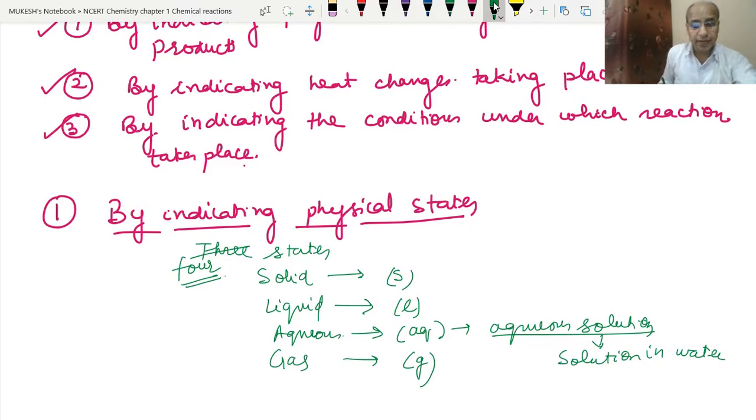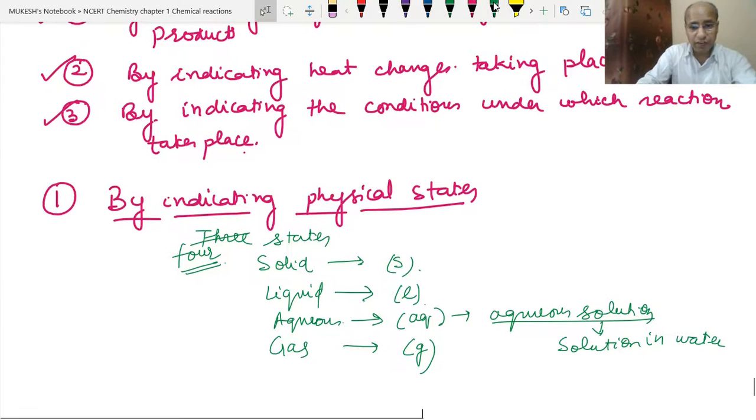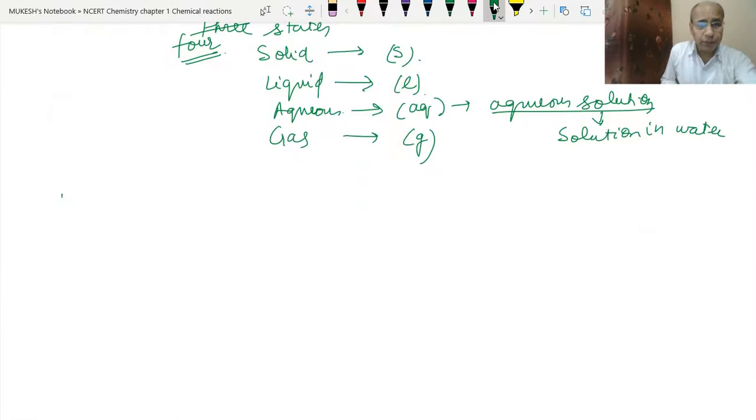If the reactant or any product is in solid form, we write S. If it is in liquid form, we write L. If it is an aqueous solution, we write AQ. And if it is a gas, we write G. This is applicable for all reactants and products. Where do we put them? We put them just after the formula of the substance.